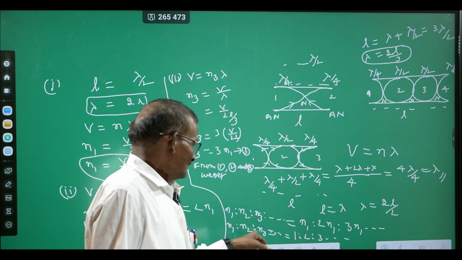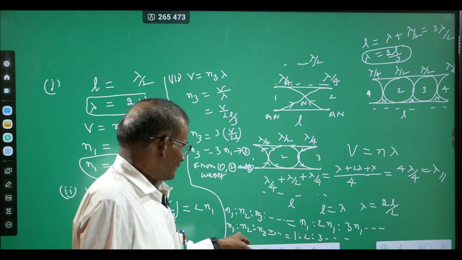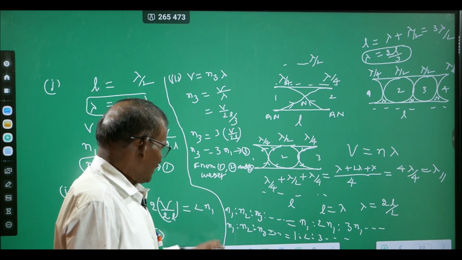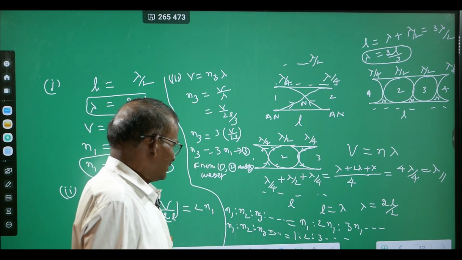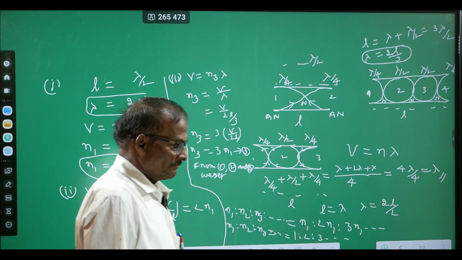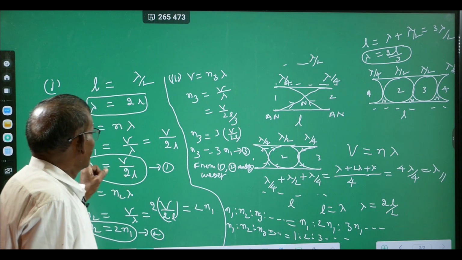The frequencies are all integral multiples of the fundamental frequency. N1 is to N2 is to N3 is equal to 1 is to 2 is to 3, etc. Okay. Did you understand this?